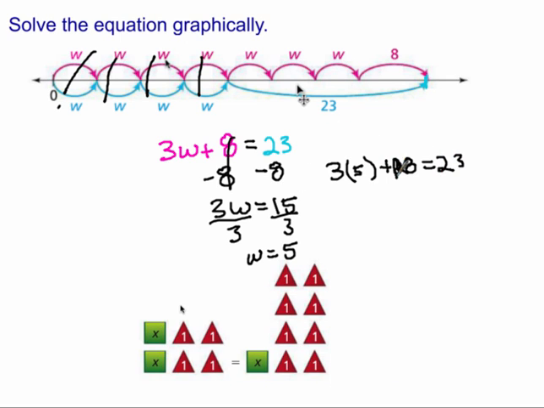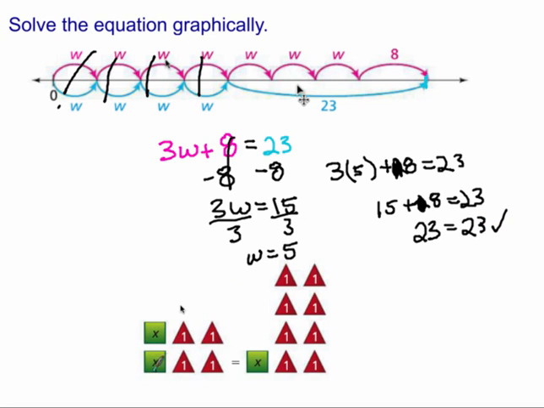Whoops, that's plus 8. There we go. So 3 times 5 is 15, plus 8. I keep doing it. Plus 8 equals 23, and 15 plus 8 does equal 23. So this is true. All right, here it is in just a different look.